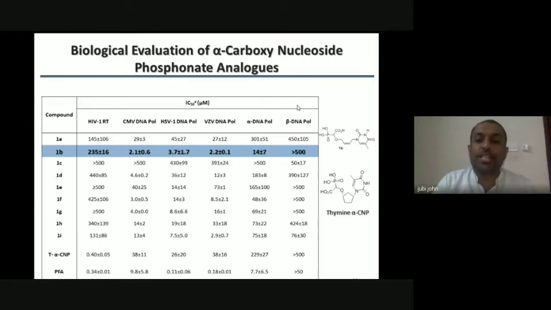Next, we checked the biological activity. And at the first stage, we were very disappointed that all these molecules lost their activity against HIV viruses.